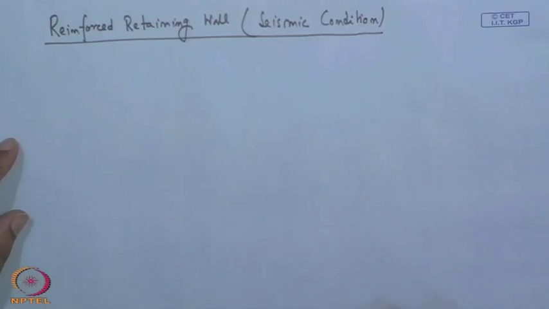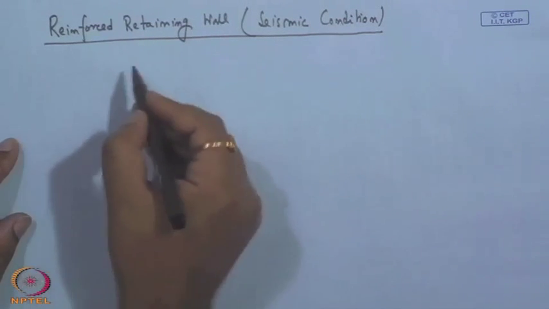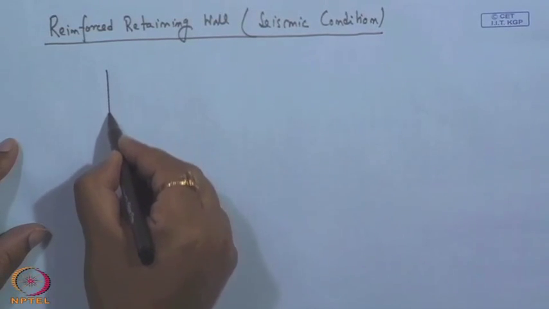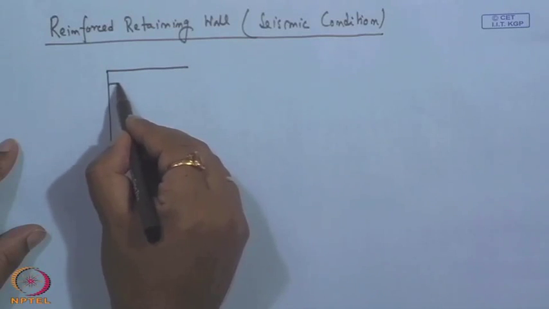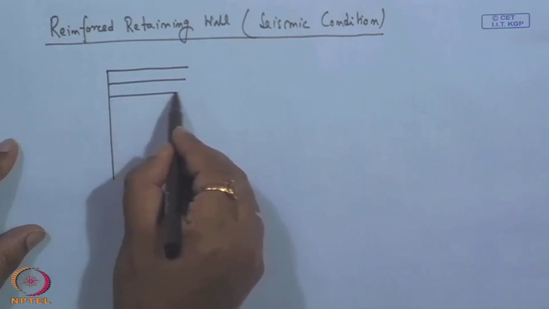Internal stability is basically where we design the spacing between the reinforcements and the length of the reinforcement, how it will be provided. These things have already been discussed. Now, what additional things will you consider for this part, that I will discuss. First we will consider the seismic condition of the retaining wall design. Suppose this is the retaining wall, and we are taking uniform spacing and length of the reinforcement.